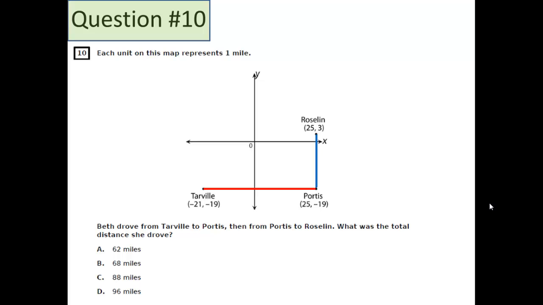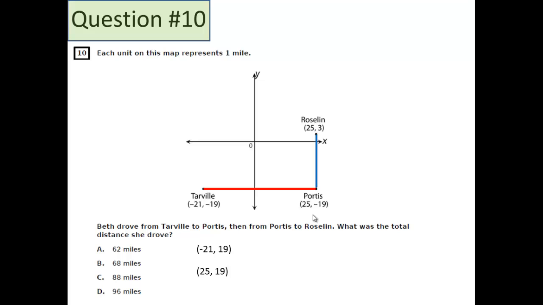Let's start with that red line. That red line starts at (-21, -19) and goes to (25, -19). We're trying to find the distance between those 2 points. So let's write them down. Now, why don't you go ahead and call out what is the first thing we need to do to find the distance between these 2 points? Call it out if you know it.